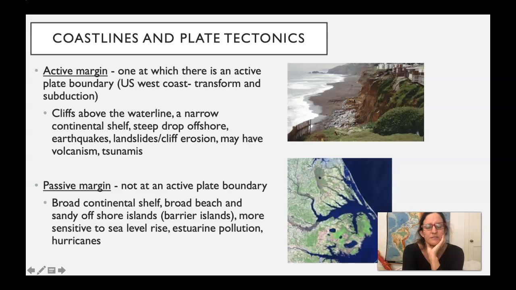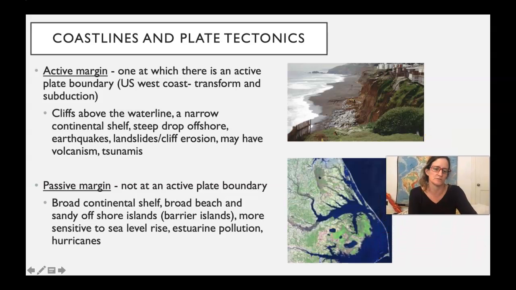We're going to classify beaches in different ways. The first way is whether or not the beach is at a plate boundary. So at an active margin, there is a plate boundary. The shoreline coincides with either a transform or a convergent plate boundary at a subduction zone. At these kinds of plate boundaries, they're going to look very different than the North Carolina passive margin.